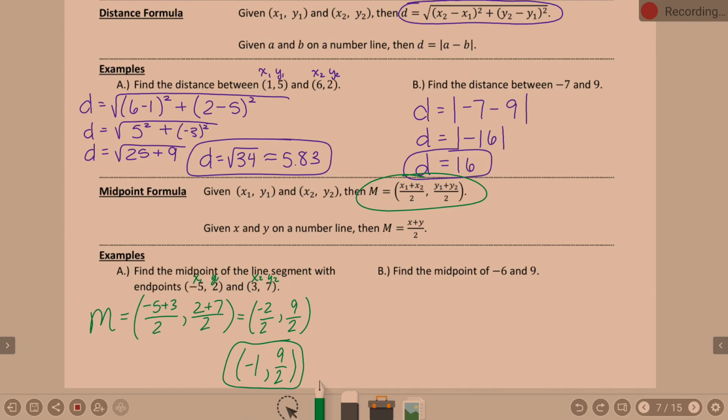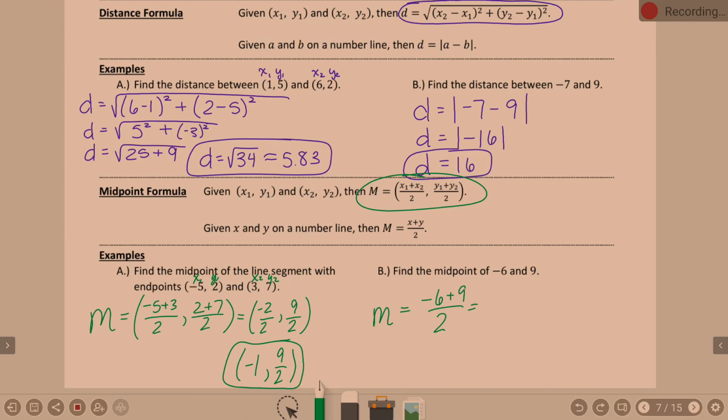Now, the midpoint of negative 6 and 9. Can your brains handle that without a formula? Yes, if you think about it enough. You're finding the middle of those two. Or, what's the formula say to do? Add x and y and divide by 2. Negative 6 plus 9 divided by 2. Negative 6 plus 9 is 3.